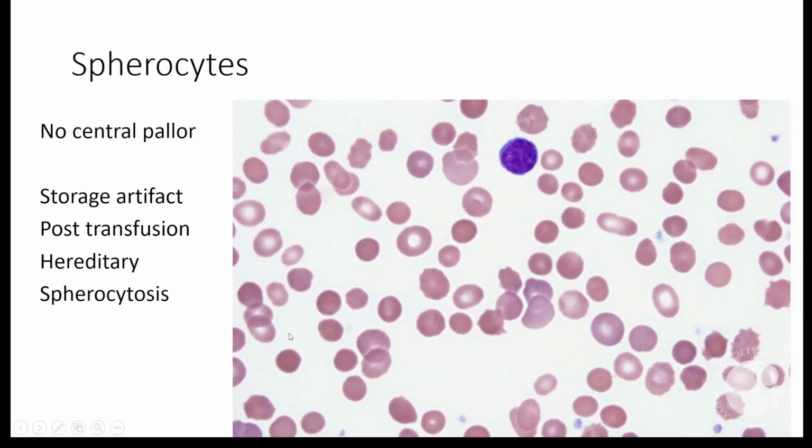Spherocytes. Spherocytes, the most commonly used word we say is hereditary spherocytosis. Spherocytes are characterized by a circular RBC and the absence of the central pallor. Now the absence of the central pallor is the most important thing. These are RBCs which are having central pallor, and in between them you're seeing other set of RBCs which do not have the central pallor. RBCs not having the central pallor are called spherocytes.